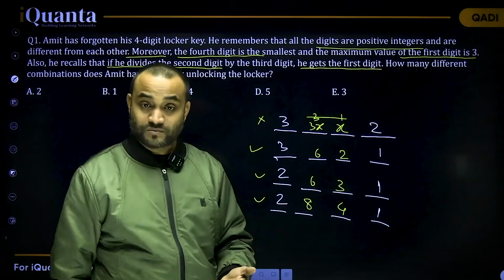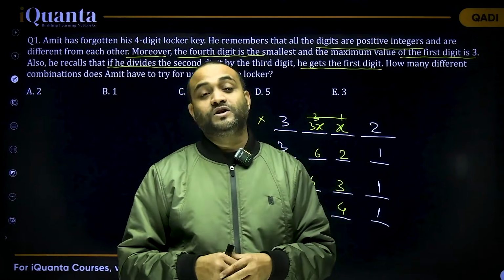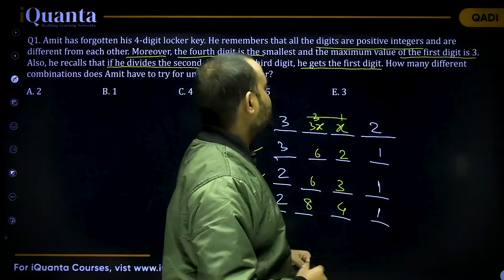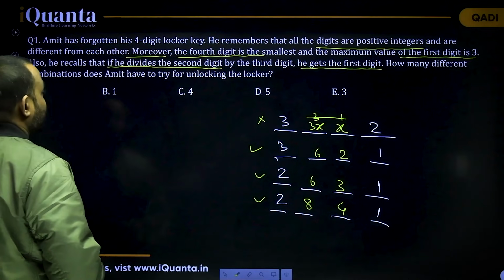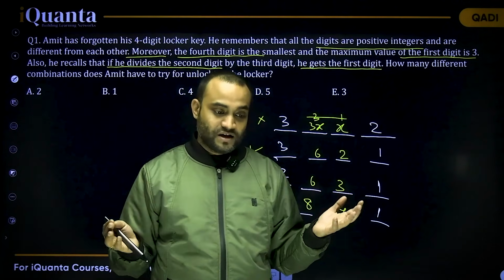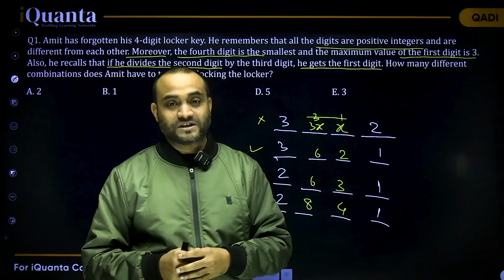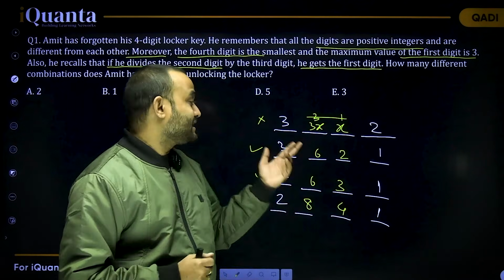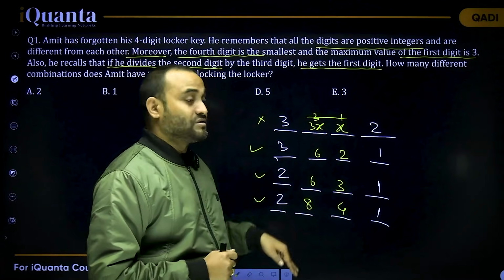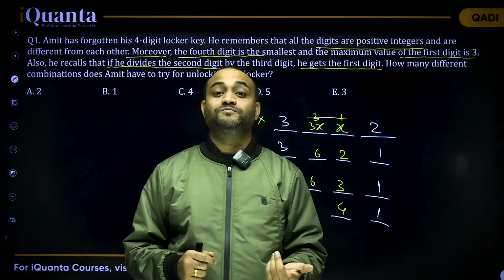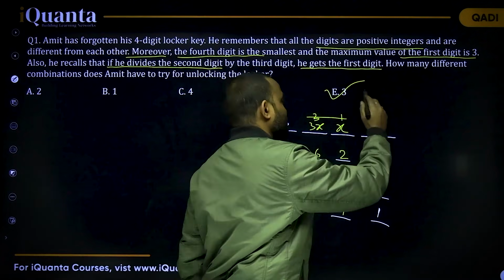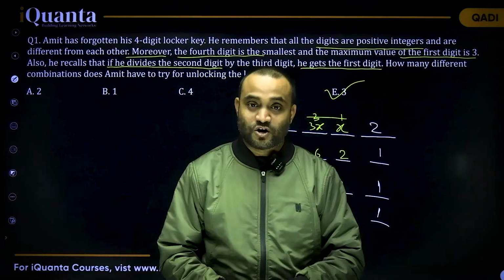Such numbers are possible. If there are 3 numbers, then in these types of situations we always take the worst case. The question is, how many different combinations does Amit have to try for unlocking the locker? Although if it's a good day and Amit is lucky, then he might get it correct on the first try, right? But the answer won't be 1, because there are 3 possibilities. We always take the worst case possible here. So there will be 3 numbers that he will have to try at worst, and the answer is option E.